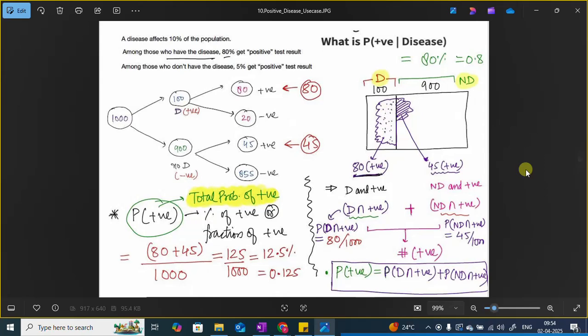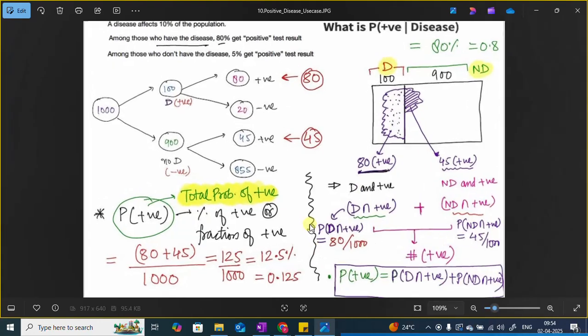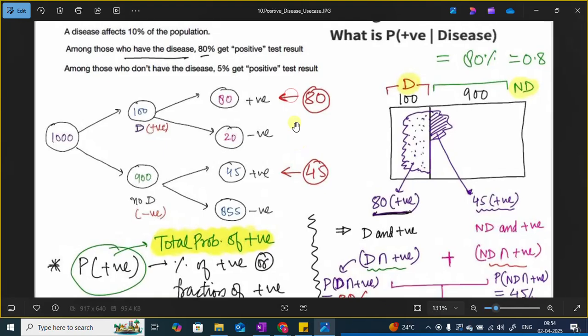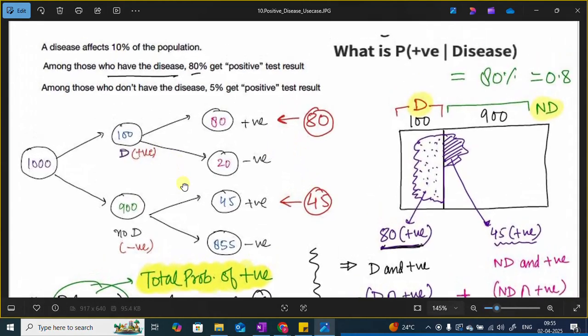Now let's move to the next problem statement. It is a bit more complicated compared to the previous one. Try to see what is happening here. Let me maximize it. A disease affects 10% of the population. Among those who have the disease, 80% get a positive test result. And among those who do not have the disease, 5% get a positive test result.